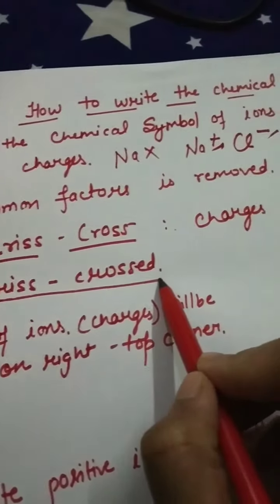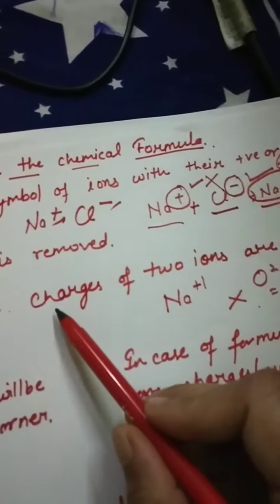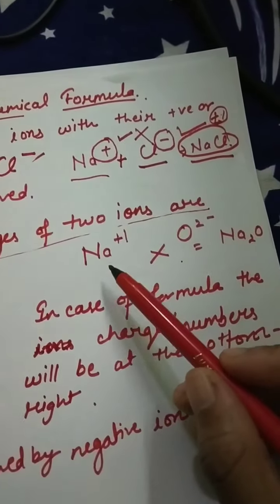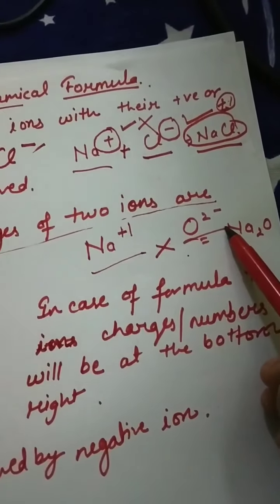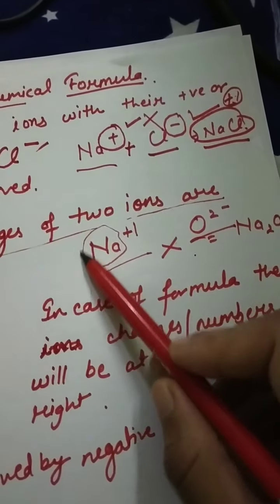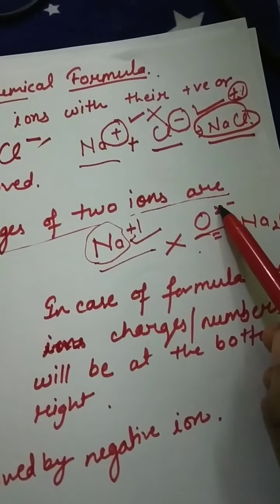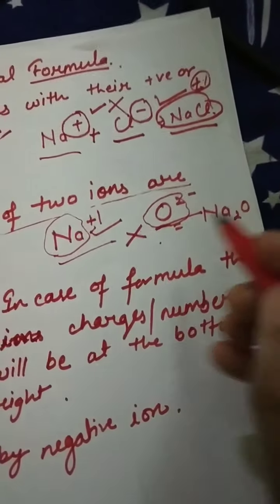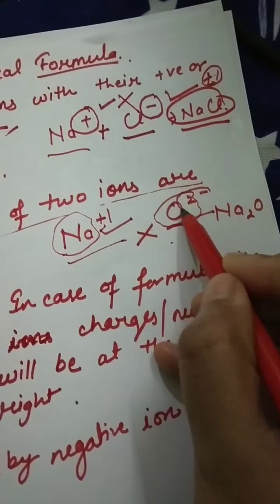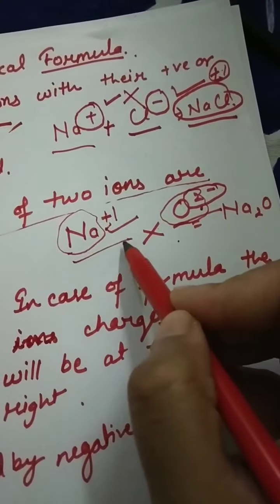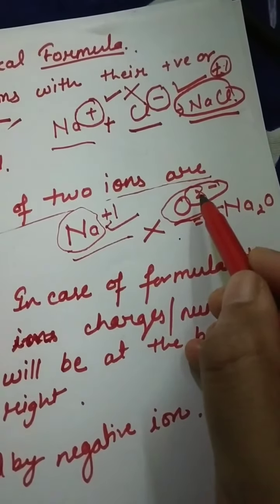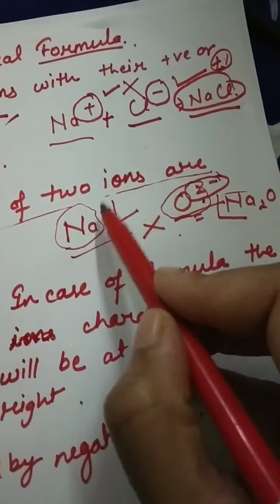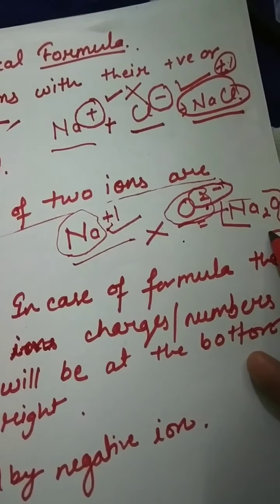Then crisscross. Crisscross means the charges of the two ions get crisscrossed to each other. If I am going to write sodium oxide, for sodium there is the +1 charge, and in the case of the oxide ion there is the -2 charge. So whenever I write these, both charges will get crisscrossed. The 2 minus of O2− will come towards Na, and the positive charge will go to O, and it will be Na2O.